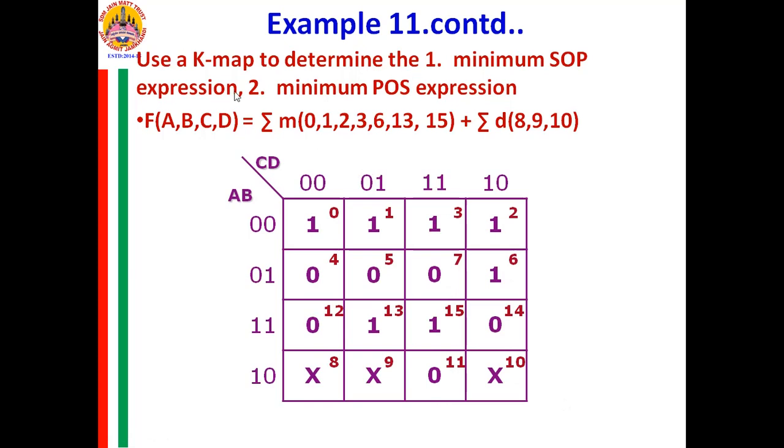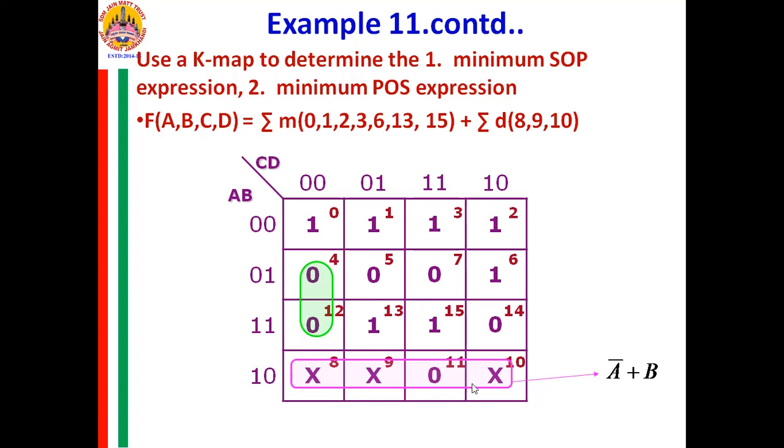Now use the K-map to determine the minimum SOP expression, and the minimum POS expression also you need to obtain from this. So the same example is given here. The minimum SOP we have already formed in the previous slide. Now to obtain the minimum POS expression, we need to combine the zeros.